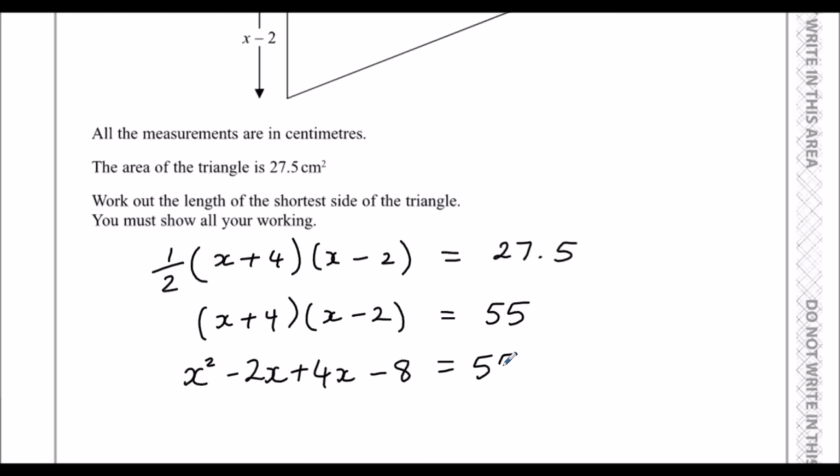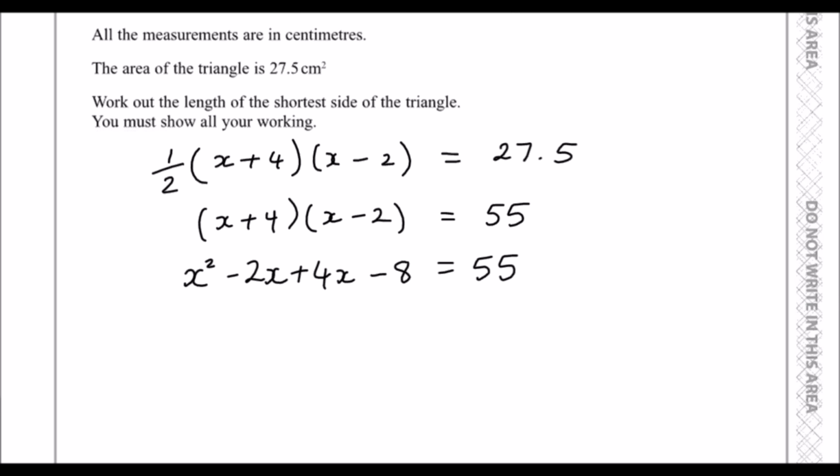And that equals 55. Now, collecting our terms, we've got negative 2 plus 4, which is 2 for the x's. So x squared plus 2x. And we've got minus 8. And because it's a quadratic, we want to make it equal to 0 before we solve it. So we're going to take 55 away from both sides. So negative 8, take away another 55, will be negative 63.